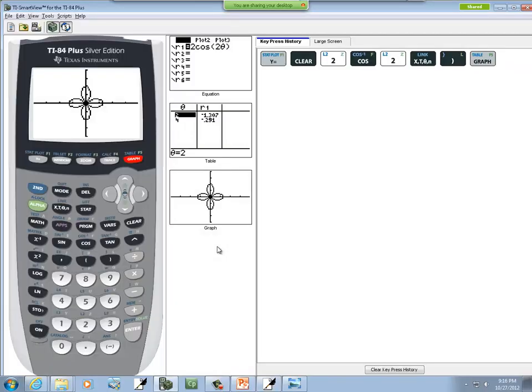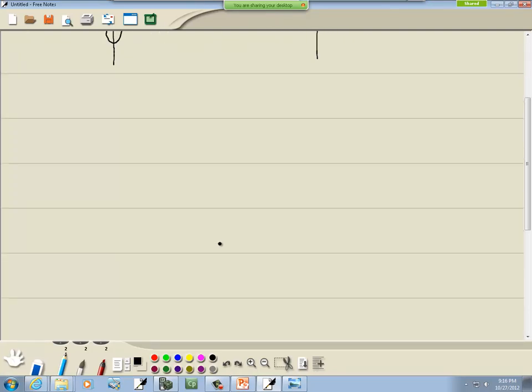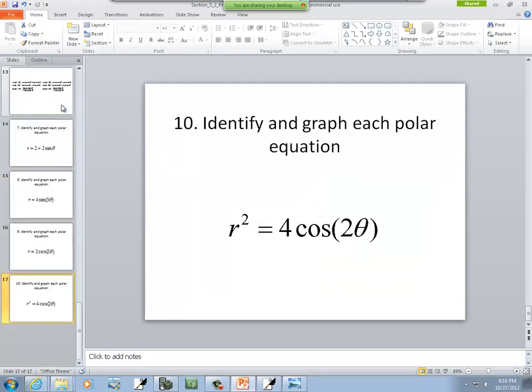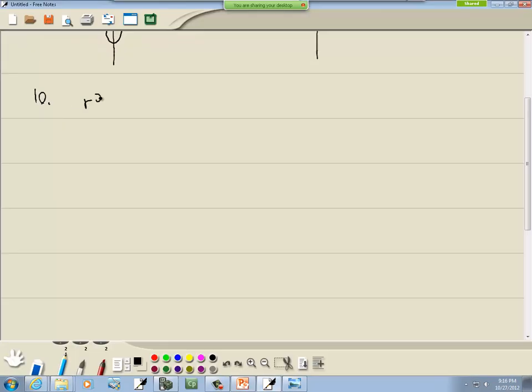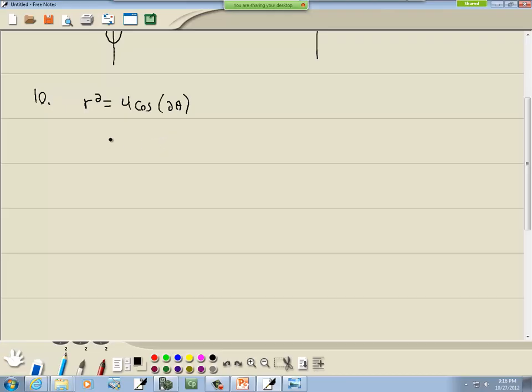And then we get something that looks like that. Okay, number 10. We got r squared is equal to 4 cosine of 2 theta. Now, in order to plug it into our calculator, we have to have r by itself. So you have to have r equals.